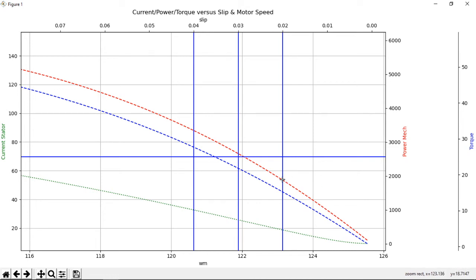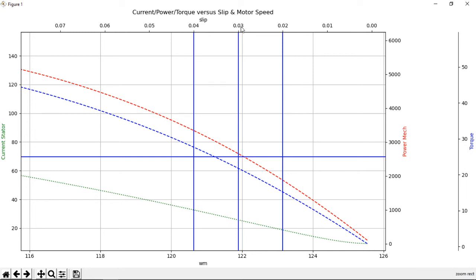The red one is showing the mechanical power that we're getting out here. This is about 1800 watts. And then the green one is showing the actual current at the stator, and the current at the stator looks like it's somewhere around 18 amps or so.